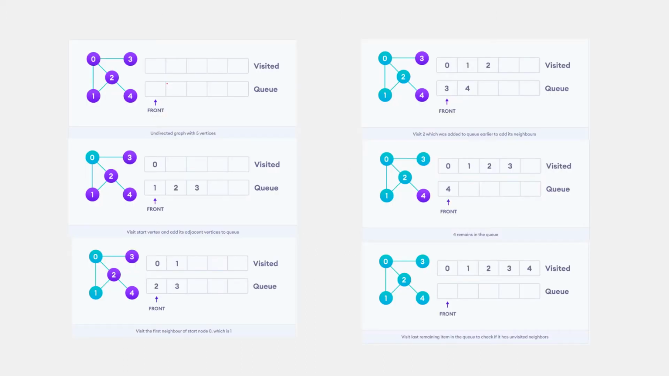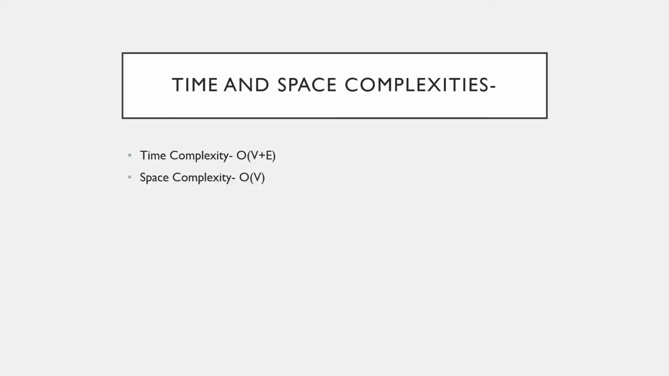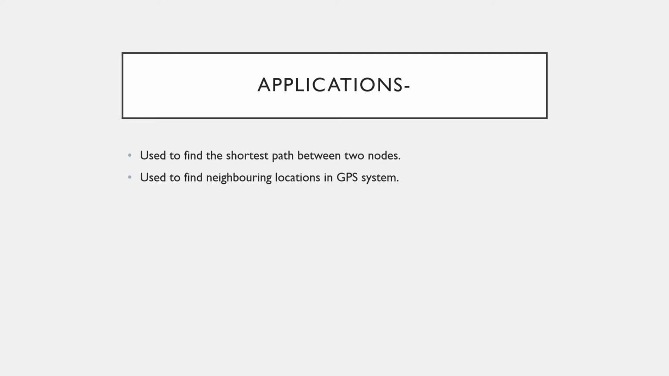This is an example of visited and queue. This is an example of the breadth first search graph algorithm. Time and space complexity. Applications. Graph traversal is used to find the shortest path between two nodes. It is used to find neighboring locations in GPS systems.